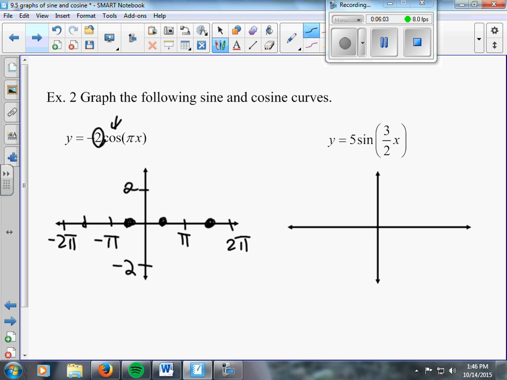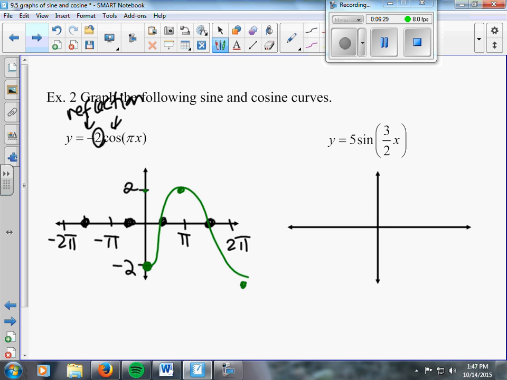Okay, and I am not going to graph exactly just like normal. I do notice that I have a reflection. So I'm going to go ahead and graph the reflection now. I'm going to reflect over the y-axis. So at x equals 0, instead of going up to 1, I'm now going to go down to negative 1. Well, really negative 2 because my amplitude changed. And then at pi, I will have a value of positive 2.